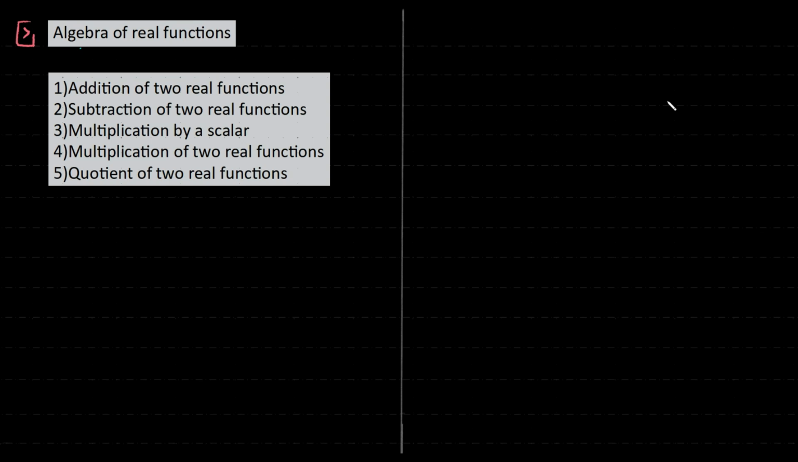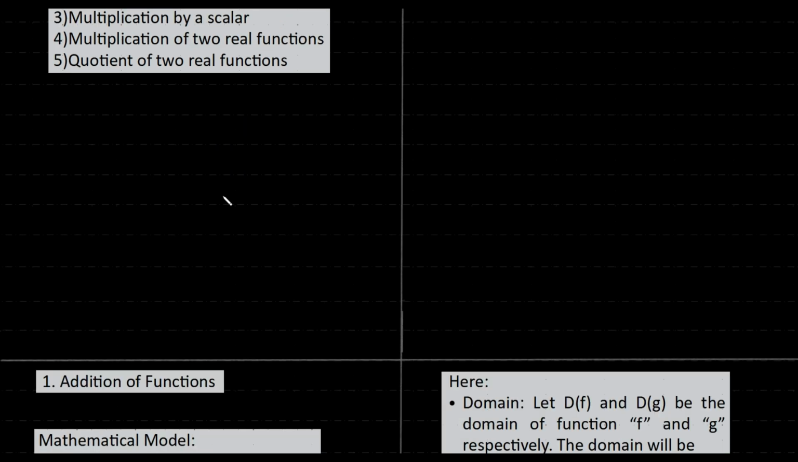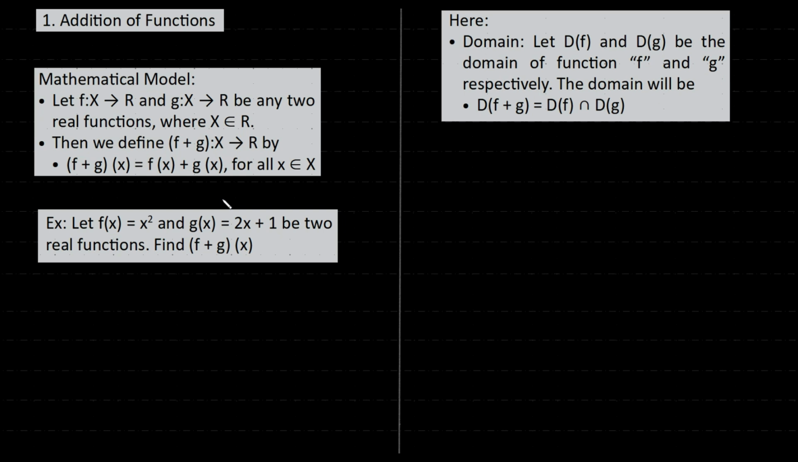We have used algebra to solve equations with numbers. In this video and set of videos, we're going to discuss one step further, and that would be learn how to use algebra to solve equations with functions. Which functions? Real number functions. We have seen real functions are functions with input and output, that is the domain and the range, being the set of real numbers. So we're going to look into addition, subtraction, multiplication with a scalar and with another function, and the quotient of two real functions. Okay, so we're looking at addition of functions.